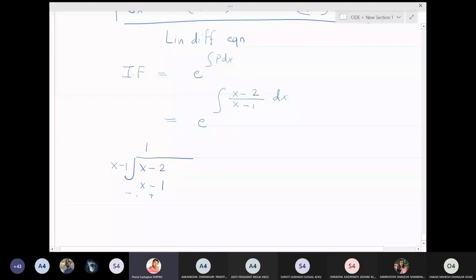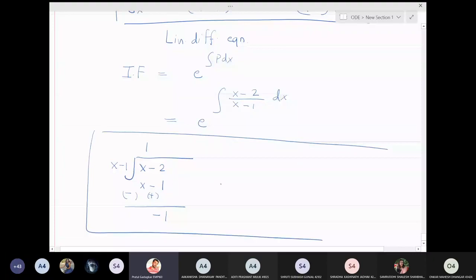Okay, I'm just doing some simple calculations. This is my rough work, so don't look at it. I've divided x minus 2 by x minus 1, and therefore I will write dividend is equal to divisor into quotient plus remainder. What is the remainder? The remainder is minus 1.